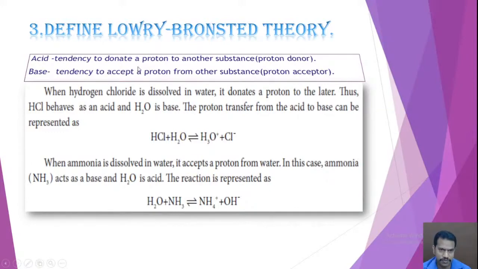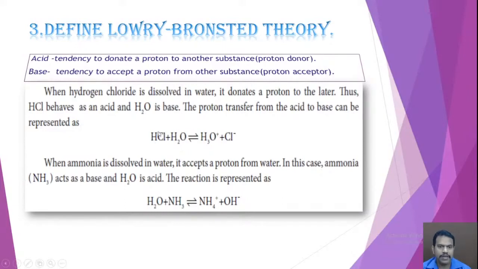So proton means what? Proton means H plus. So which substance donate a proton in aqueous solvent? Aqueous solvent is water. That is called a Arrhenius concept. But the tendency to donate a proton, same concept, but to another substance, belongs to Lowry-Bronsted theory. Likewise, tendency to accept a proton, H plus proton, from other substance, it is called a proton acceptor. So these two concepts comes under Lowry-Bronsted theory.